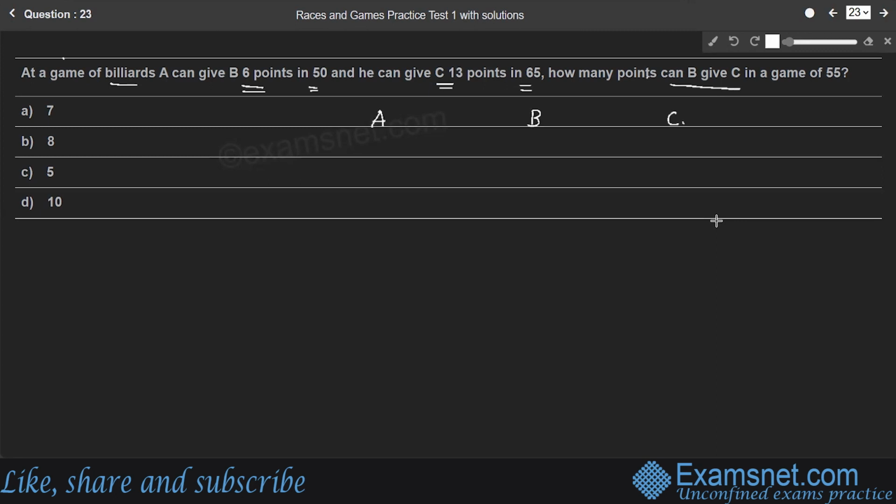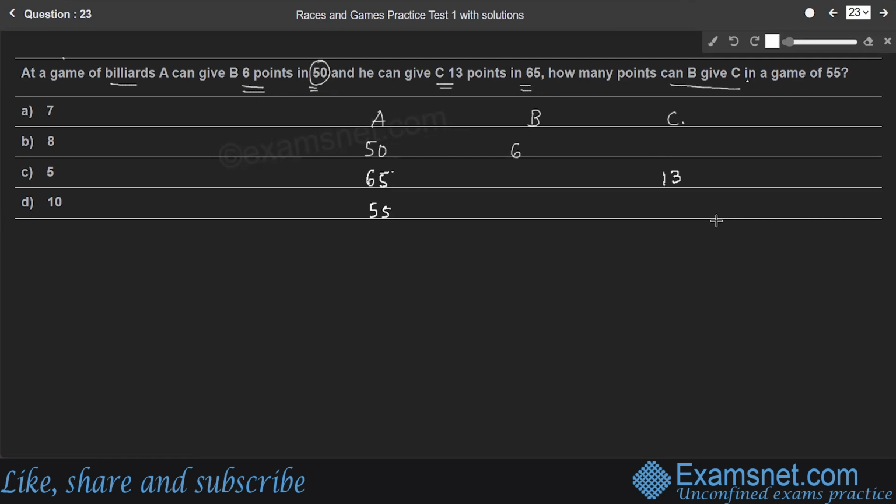So in a game of 50, A can give B 6 points, right? And he can give C 13 points in 65, not in 50. In a game of 65, A can give C 13 points, right? So how many points can B give C in a game of 55?